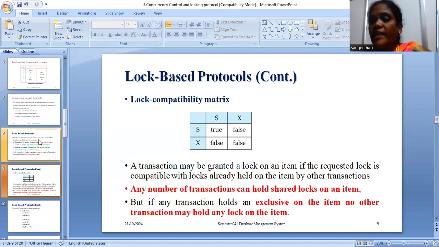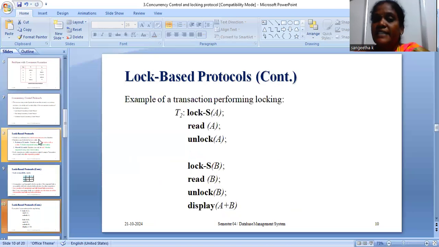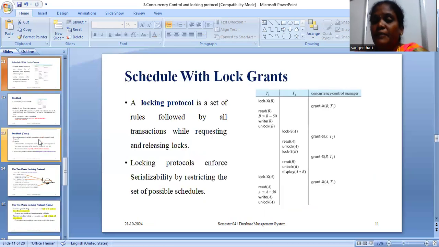Any number of transactions can hold a shared lock at a time. But if any one transaction acquires the exclusive lock, no other transaction will be allowed to take a lock on the data item. So the lock-based concurrency control protocol works like this. For example, lock S for a shared lock on item A, read A, and then unlock. Then lock S on B, read, unlock. This kind of thing is possible.